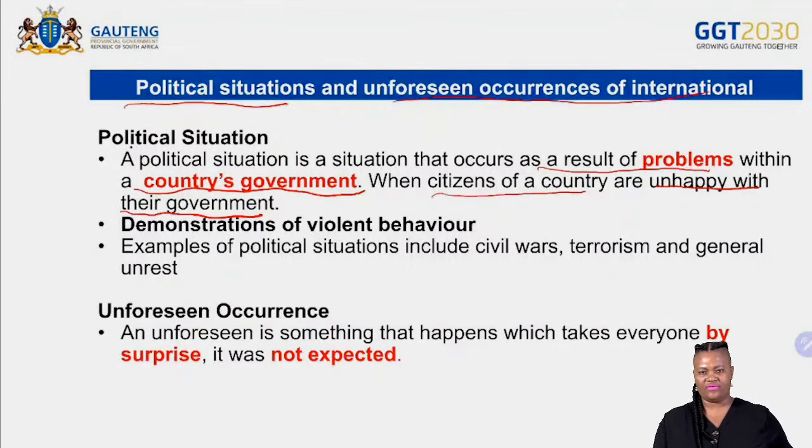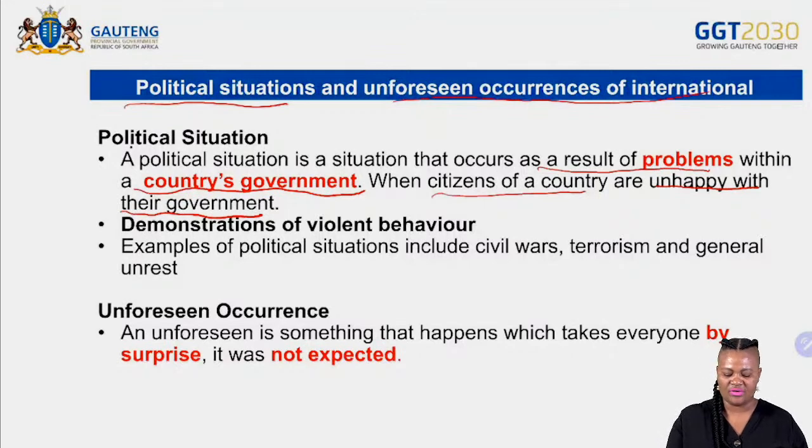So these keywords are very important, and these keywords will direct you in identifying whether it's a political situation or an unforeseen occurrence. Any demonstrations of violent behavior would be a political situation. Examples of political situations include civil wars, terrorism, and general unrest.